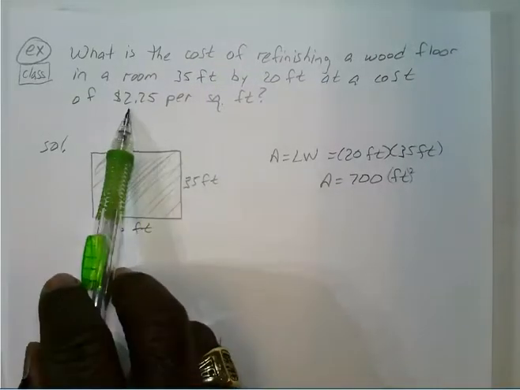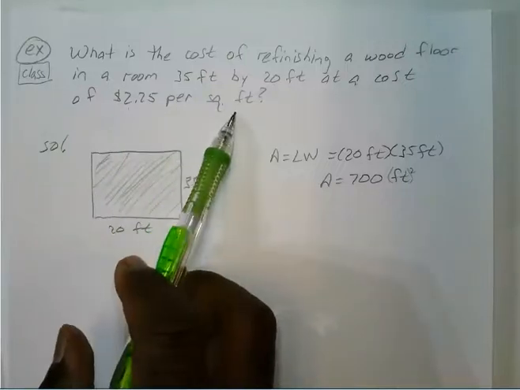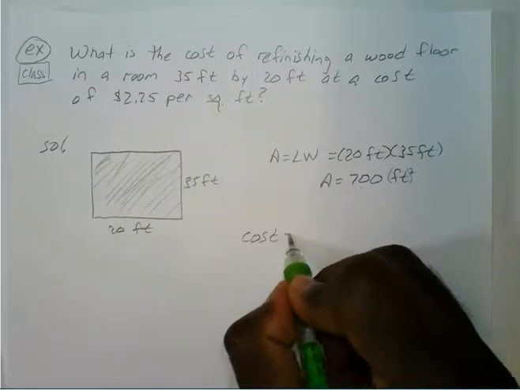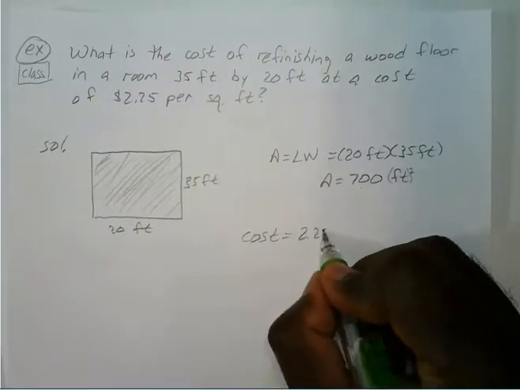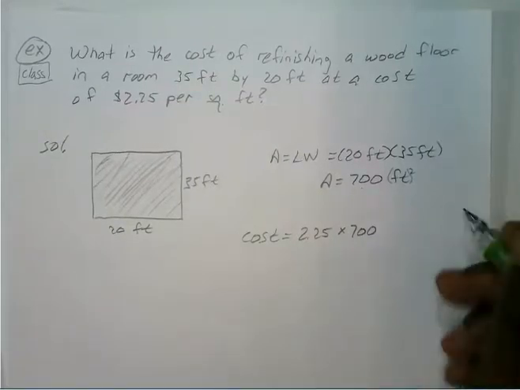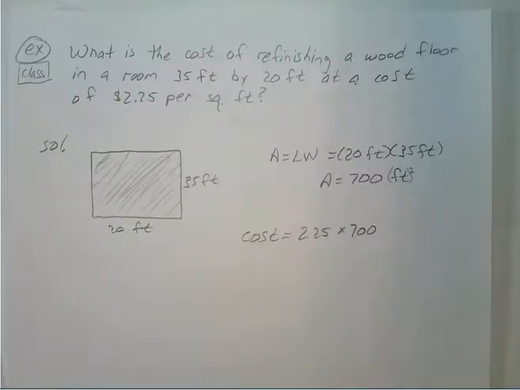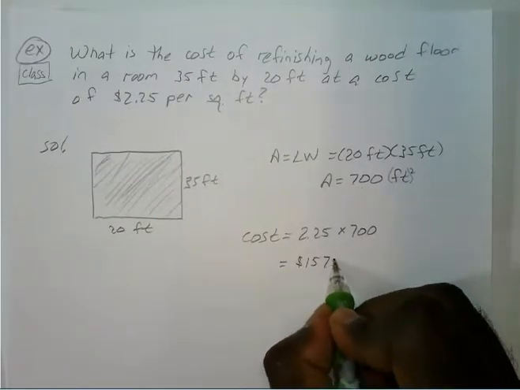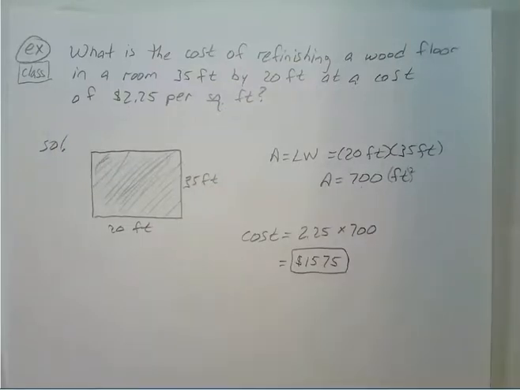Okay, so now we know this is a cost of $2.25 per square foot. We have 700 square feet, so we know the cost is going to equal $2.25 times the 700 square feet. So that cost is going to be $1,575. It's pretty handy to know this stuff depending on what you're using it for.